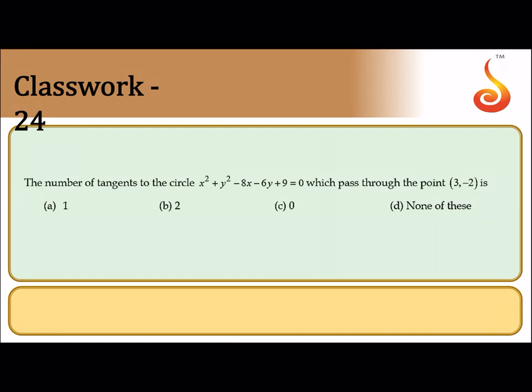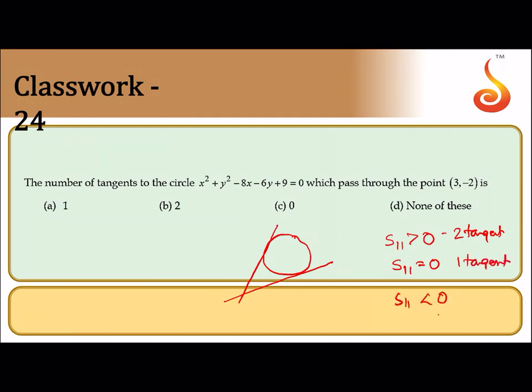So number of tangents to the circle which passes through the point 3 comma minus 2. Suppose this circle is given to you. So normally 2 tangents are possible. Another one is that if S11 is greater than 0, number of tangents will be 2. If S11 is equal to 0, 1 tangent. And S11 is less than 0, 0 tangents. Simple concept. Point is outside, 2 tangents are possible.